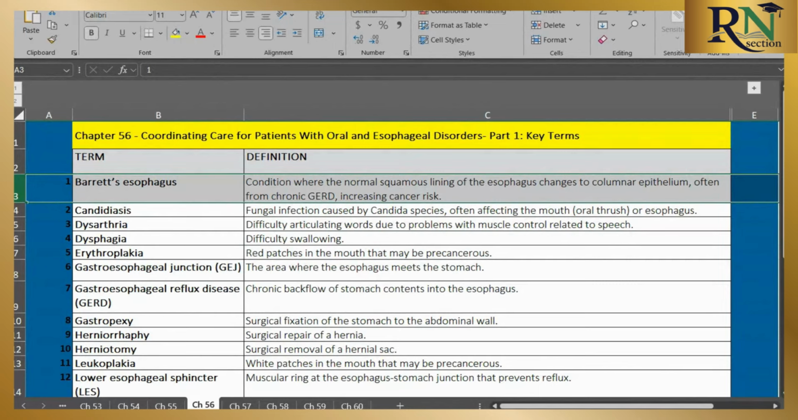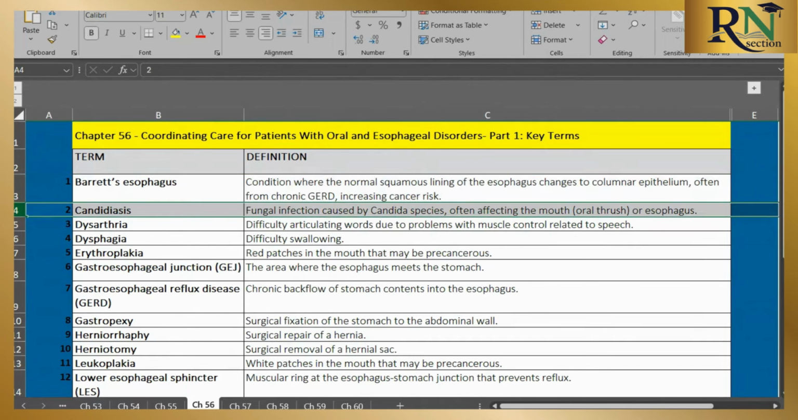The first one is Barrett's esophagus, a condition where the normal squamous lining of the esophagus changes to columnar epithelium, often from chronic GERD, increasing cancer risk. So think of Barrett as a bad change in the esophagus lining.